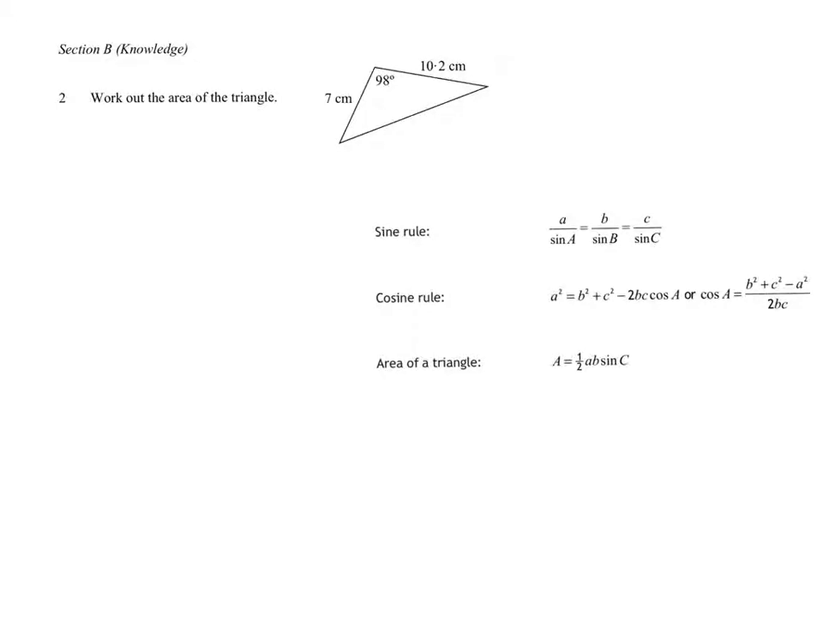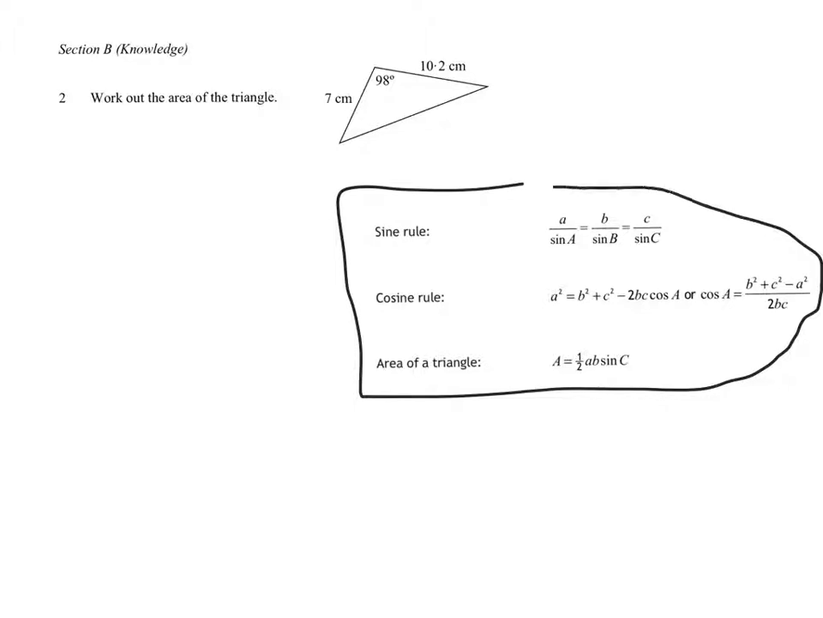Okay, so we want to work out the area of the triangle. Now, as we can see here, we've got our formulas from the formula sheet of our past paper, which we can always check. Now, which one of these formulas am I going to use? It says the area of the triangle, and it's not a right angle triangle.